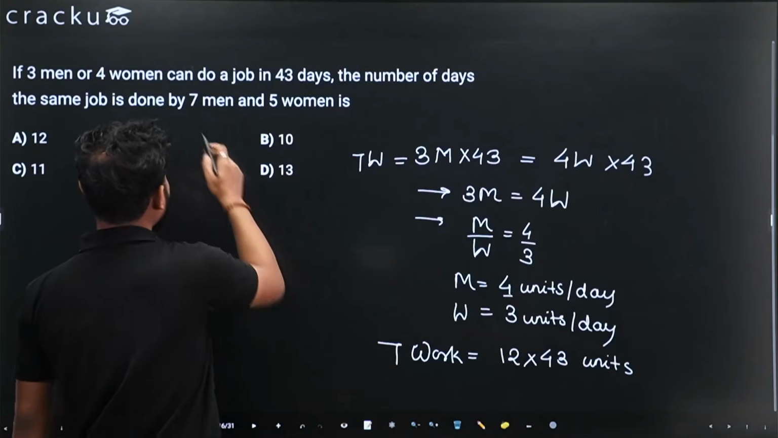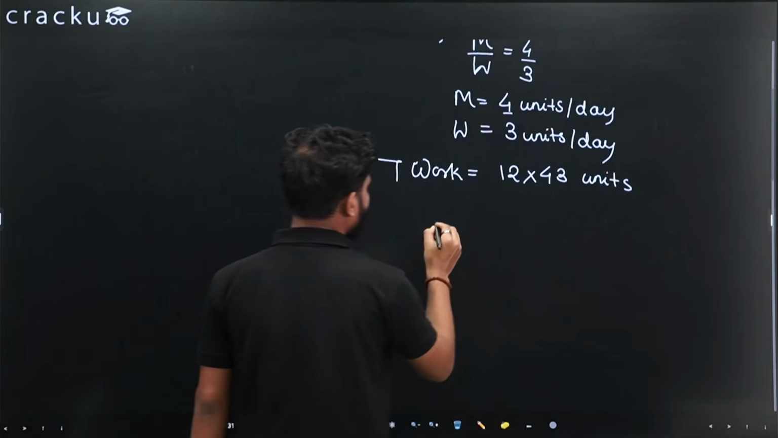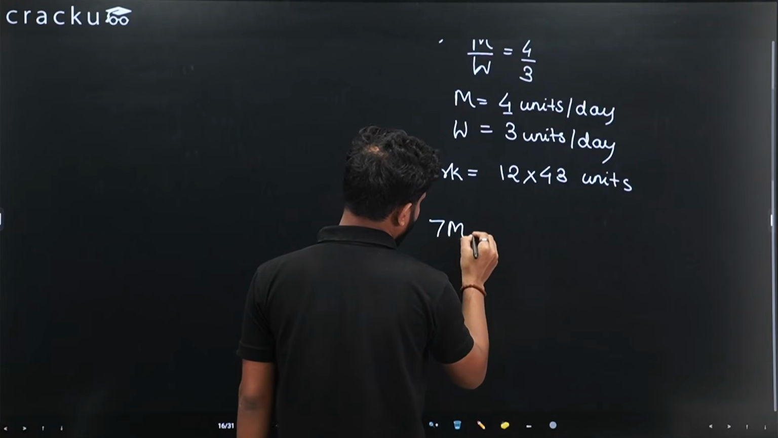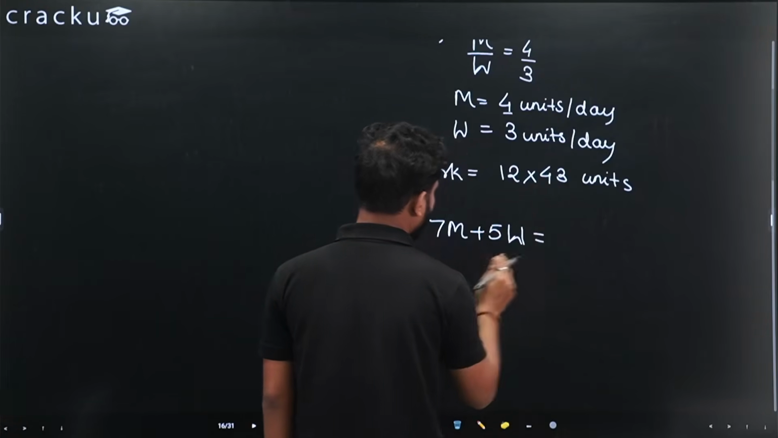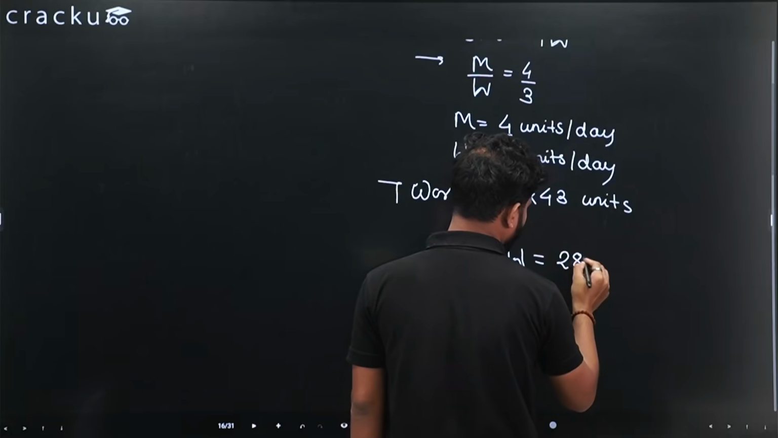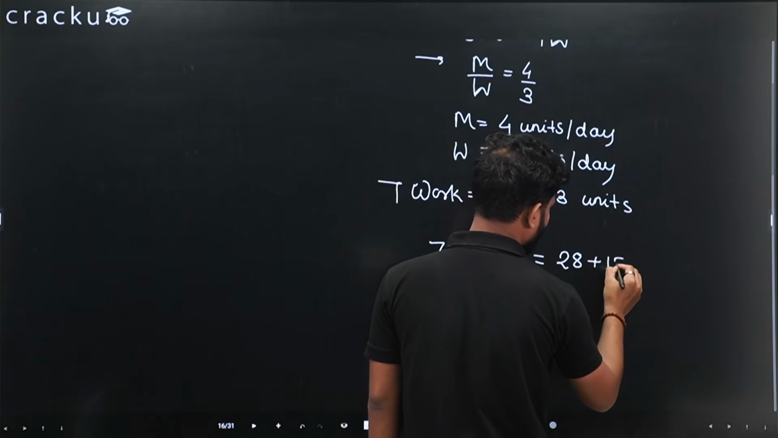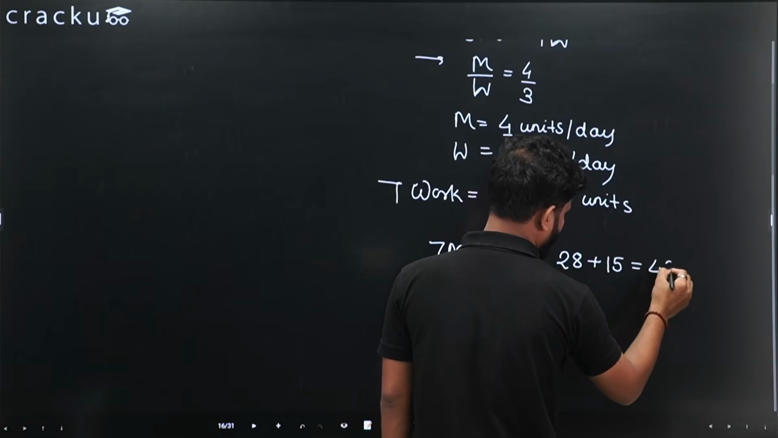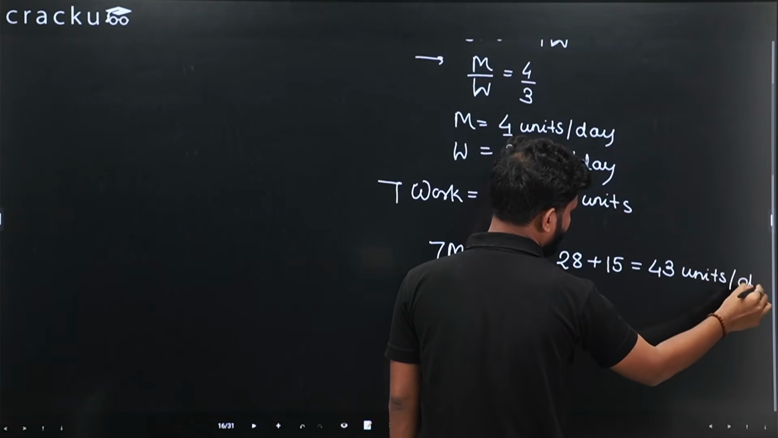Now, the second team is of 7 men and 5 women. So, the combined efficiency is what? 7M plus 5 women. M is what? M is 4. So, 7 into 4, 28. W is what? W is 3. 5 into 3 is 15. This is 43. So, combined they do 43 units per day.